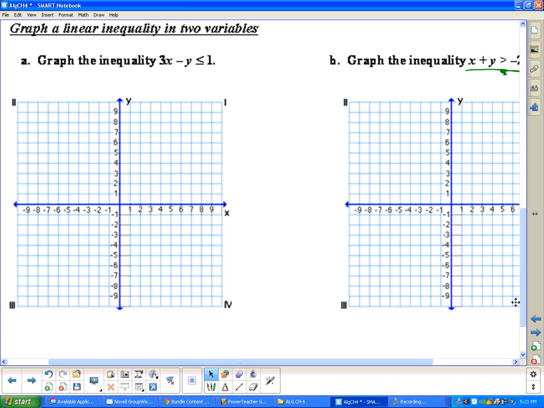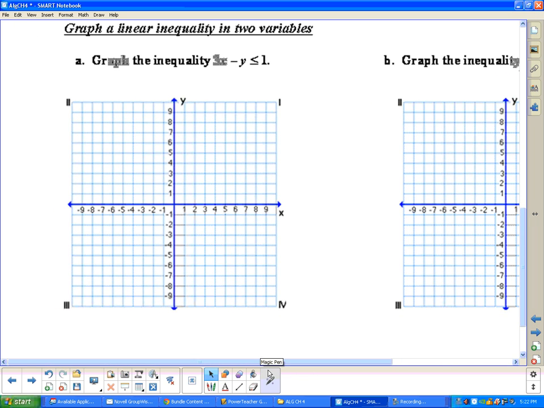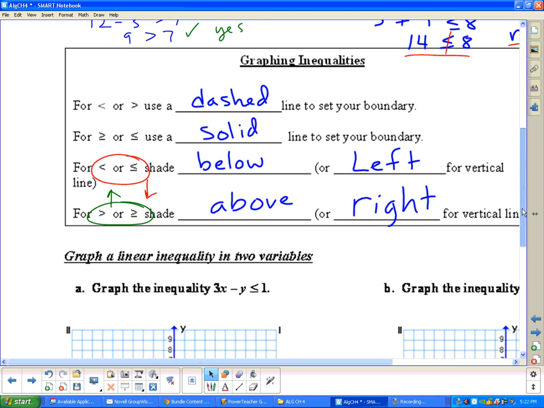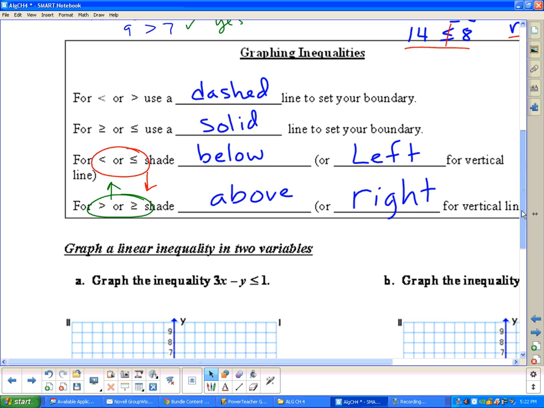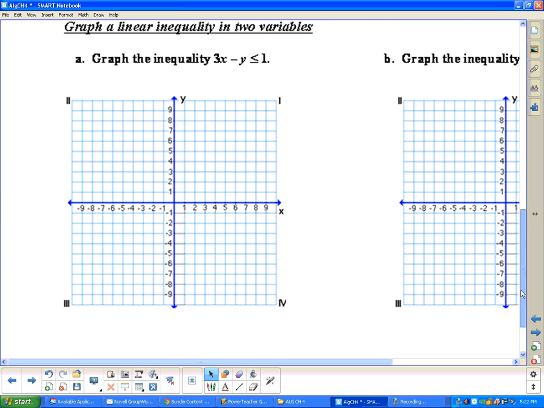3x minus y is less than or equal to 7. So there are several different ways that I can take a look at this. Now, notice how I said that we're going to shade it depending on what that is. Well, we're going to have to be a little bit careful here, and I'll show you how. So first off, what I'm going to do is just get the 2 points so I can graph the line.